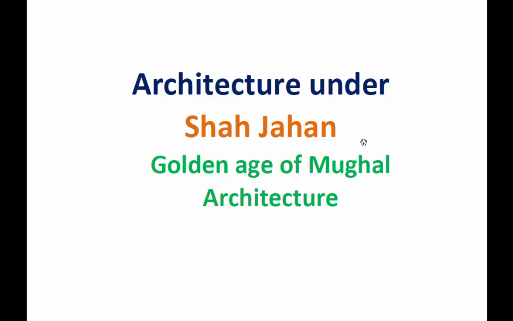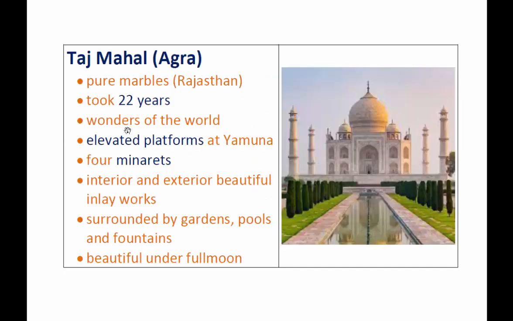So his reign was also known as the Golden Age of Mughal architecture in the history of India. Understand? Because he made a lot of magnificent building projects during his reign. So let us see one by one. The first project was Taj Mahal, which was built in Agra.